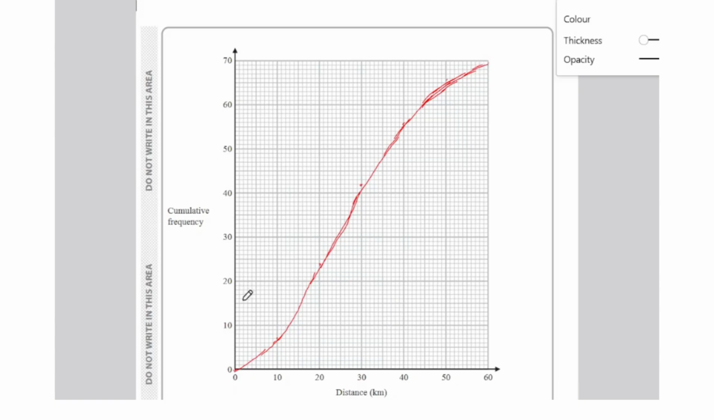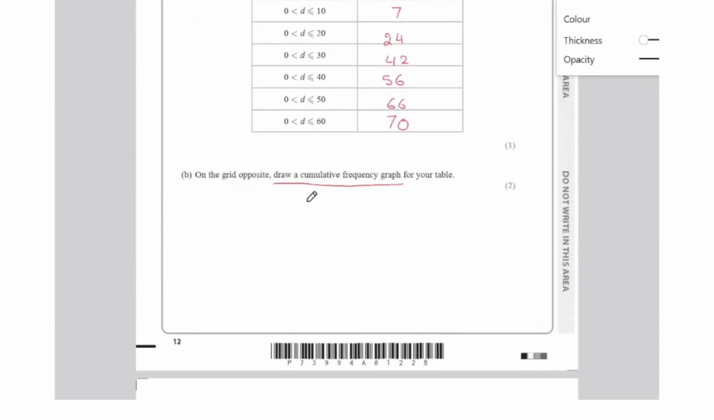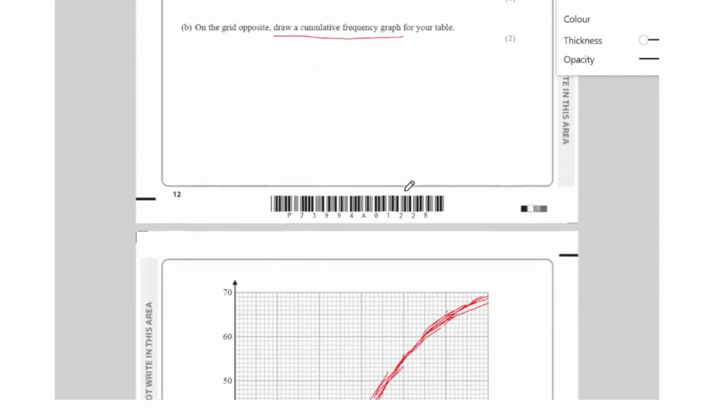And rub off the extra lines. So this is our roughly freehand curve, so you can rub the extra lines once you've done the graph. Okay, that's done. So what does the question say? Sketch, draw a cumulative frequency graph for your table.